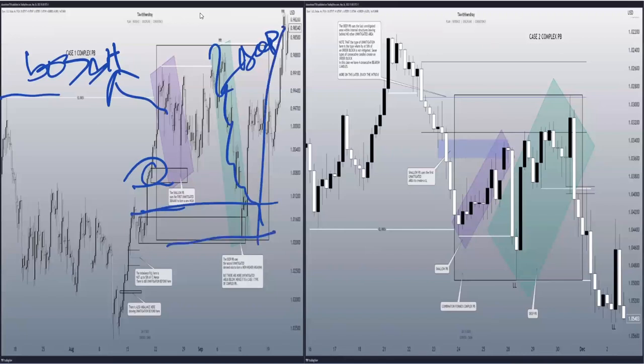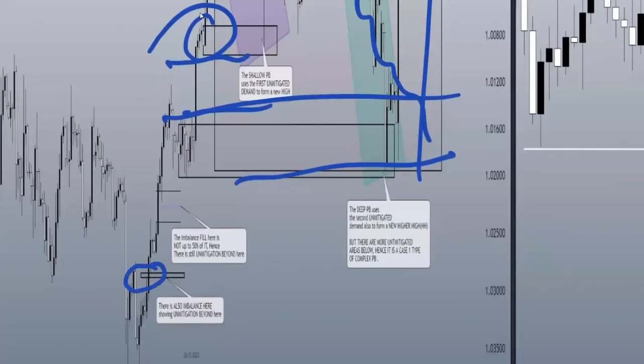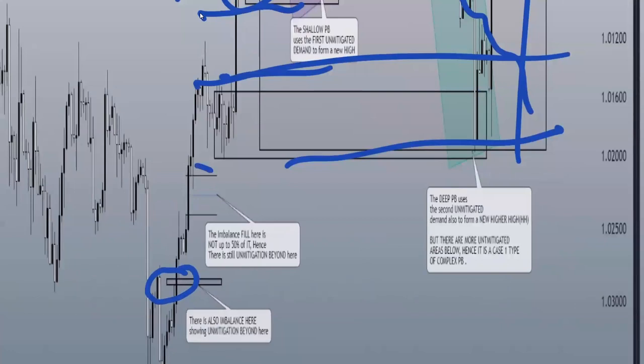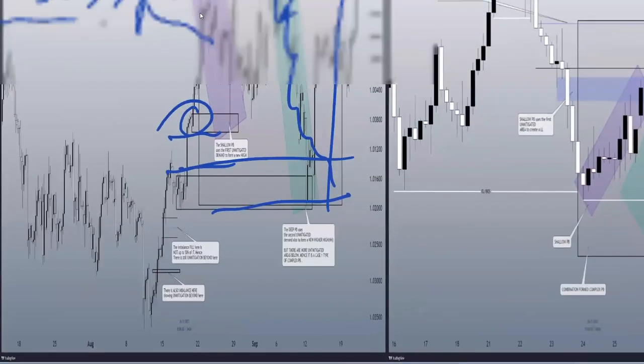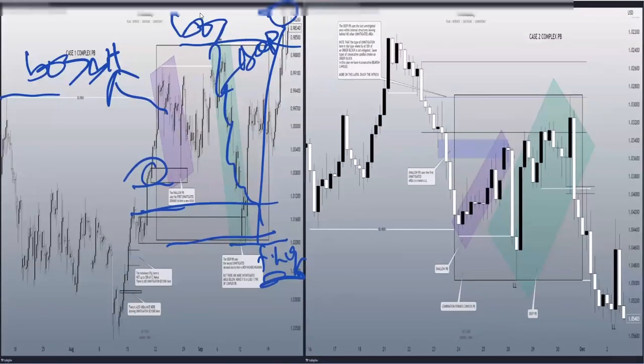All right. And then a new high is formed, of course, a higher high. That's why I put higher high here, somewhere around that corner. So we have a new high. However, there still exists what? This small imbalance here, as we can see. Also this incomplete pullback, which is not filled up to 50%. So we can see that there still exists imbalance beyond. Therefore, this is case one, such that this will be a future liquidity for price. So that is case one of complex pullback, whereby we have it as a liquidity type of complex pullback.